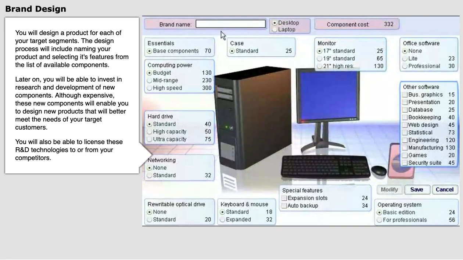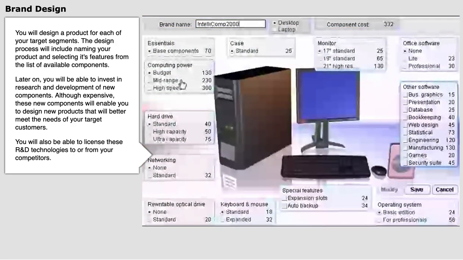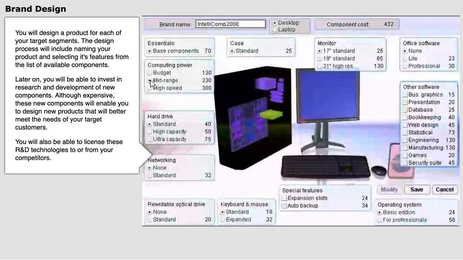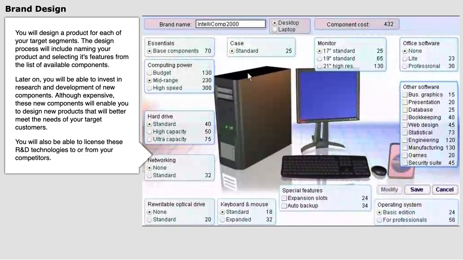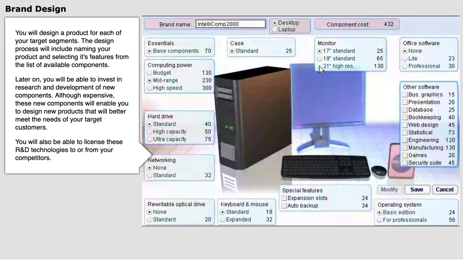The design process will include naming your product and selecting its features from the list of available components. Later on, you will be able to invest in research and development of new components. Although expensive, these new components will enable you to design new products that will better meet the needs of your target customers. You will also be able to license these R&D technologies to or from your competitors.